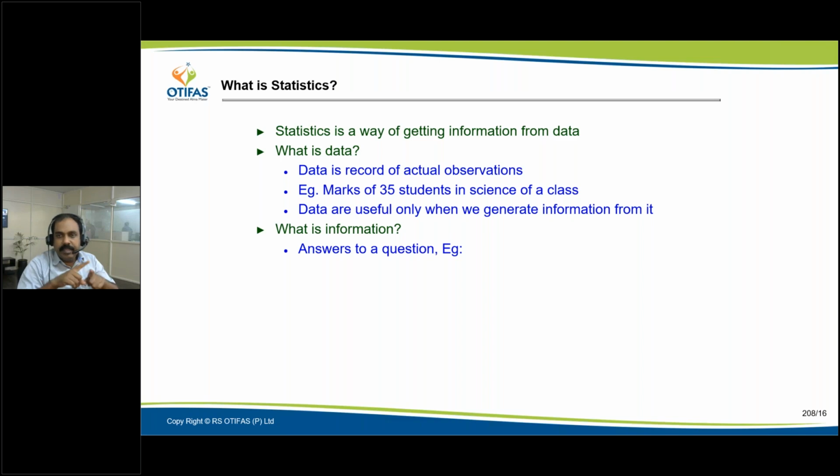So last time I asked you what is the difference between data and information. You have answered correctly. You already got an idea about this. Data is a record of actual observation, for example, marks of 35 students in science or maths in a class. And data are useful only when we generate information from it.